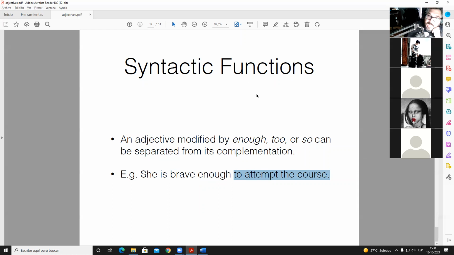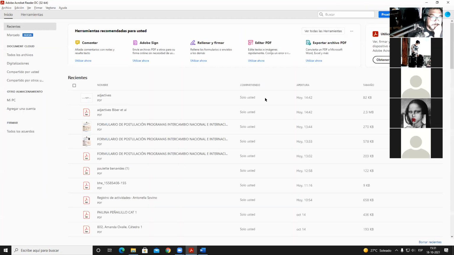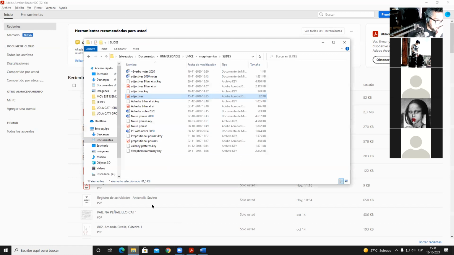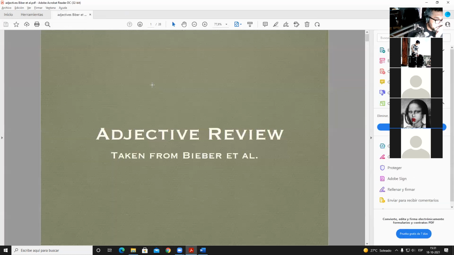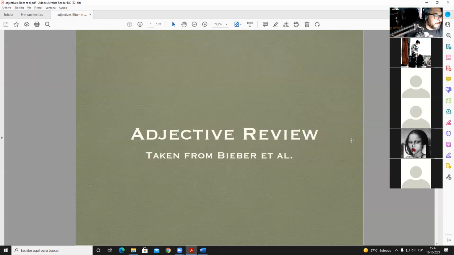And that's it. ¿Alguna pregunta respecto a los adjective phrases según Quirk? No, ya, vamos a revisar lo que dice Viber y estamos por hoy día. Adjective review taken from Viber. Esto iba a ser lo mismo.